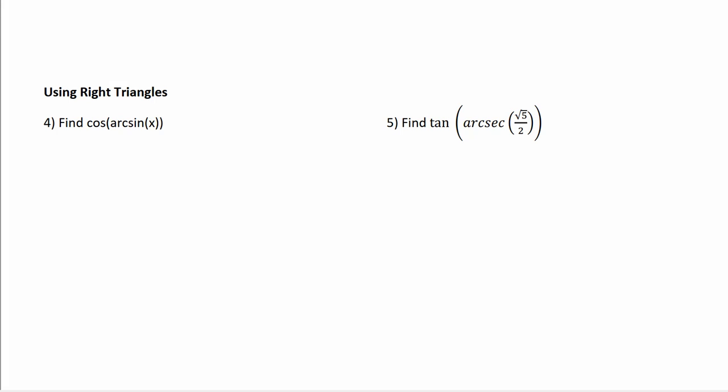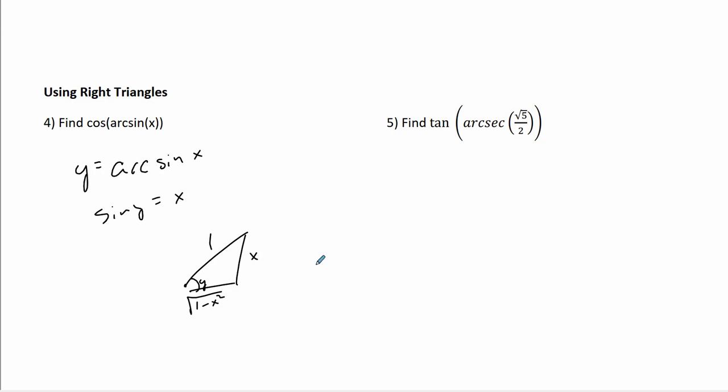Okay, in this one, let's see what we get here. Using right triangles, take the cosine of the arc sine of x. If I say y is equal to the arc sine of x, then sine of y is equal to x. If I make my triangle, I know this side is going to be x. This is my angle y. This is always going to be 1, that's the unit circle, the radius is always 1. And then this distance is going to be the square root of 1 minus x squared, just like your Pythagorean theorem.